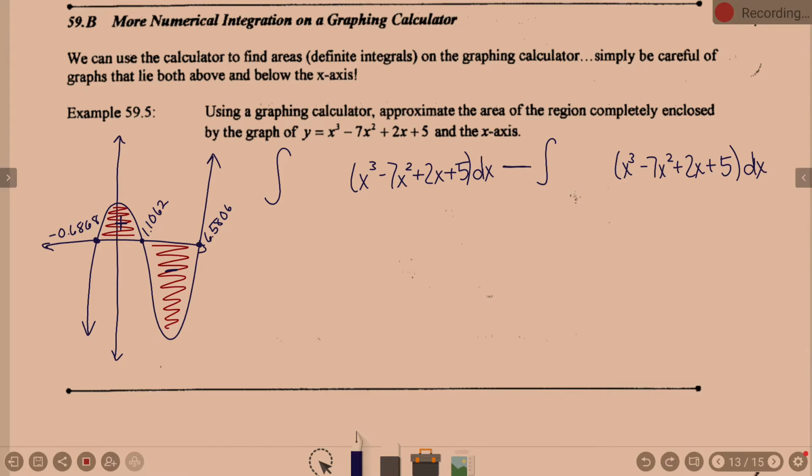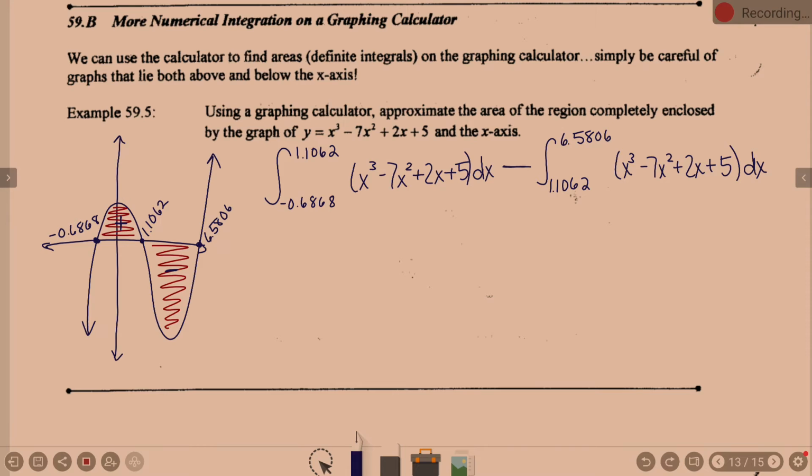Okay. Yours match up with mine? Or we're still finding them, right? But the integral of my mountain is going from negative 0.6868 to 1.1062. I'm going to subtract the integral of my valley, and it's going from 1.1062 to 6.5806. Now, notice we had to use the calculator here at this point, didn't we?